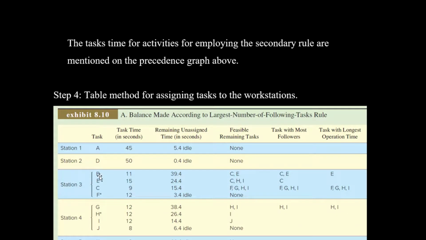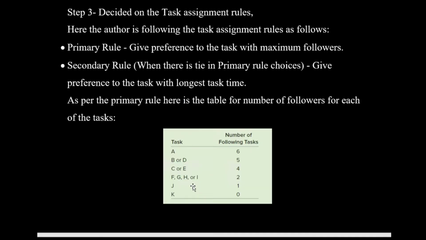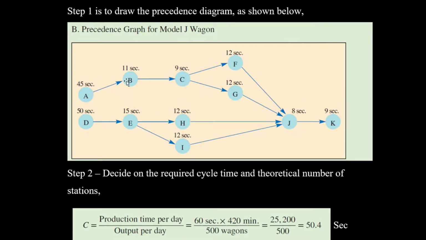Now when we come to station 3, obviously B is the first task because it has the maximum followers, 5. It will take 11 seconds. After that, 50.4 minus 11, 39.4 seconds will be remaining. Now what are the feasible tasks after B? If you look at this diagram, after B you can do C, or since we have finished D, we can do E. So C and E.